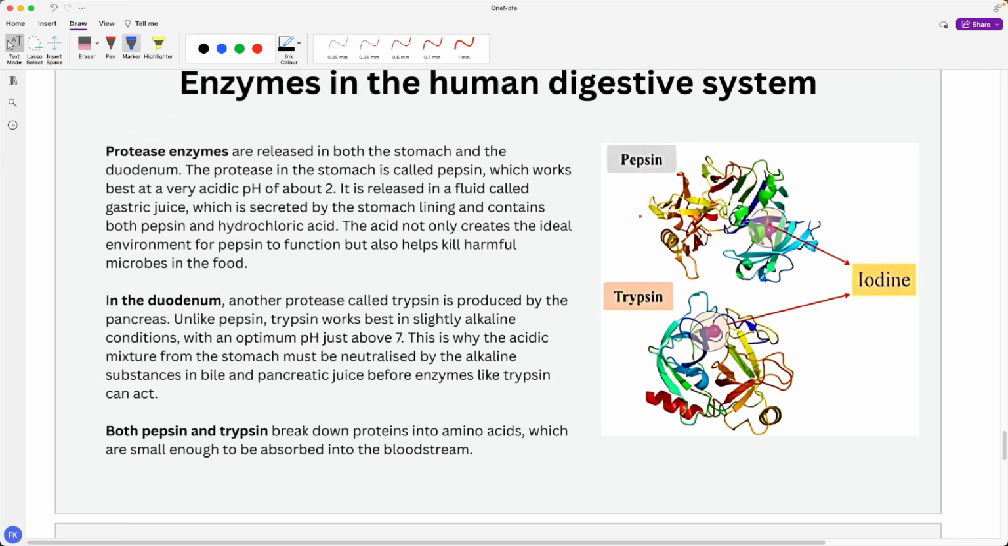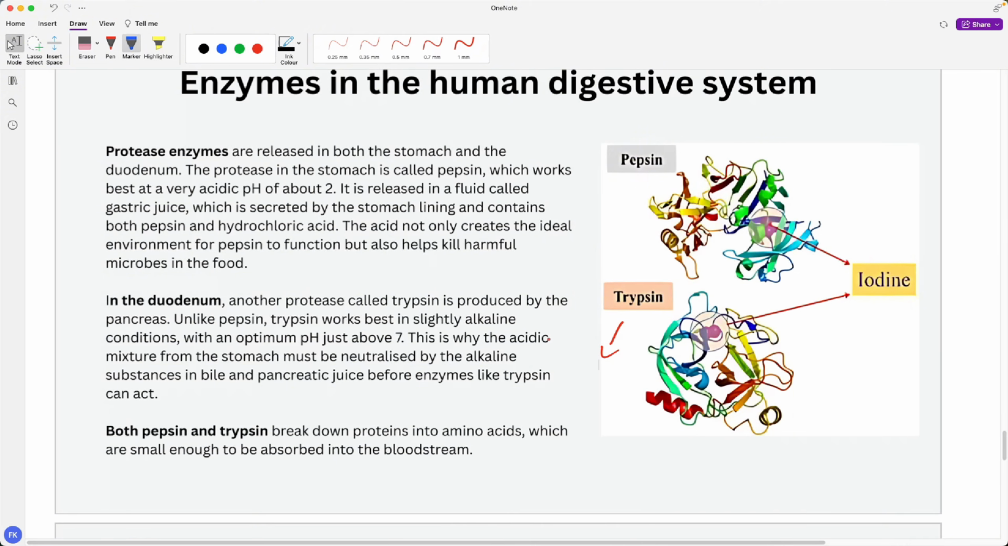Now we have what happens in the duodenum. Another protease called trypsin is produced by the pancreas. Unlike pepsin, trypsin works best in slightly alkaline conditions. Oh, I'm really sorry. The trypsin is actually found in the pancreas. I misunderstood it. I mistakenly said that. The trypsin works best in slightly alkaline conditions with an optimum pH of above 7.